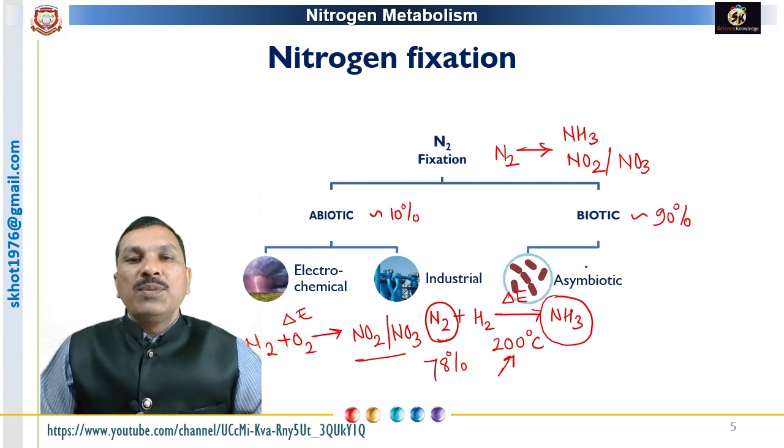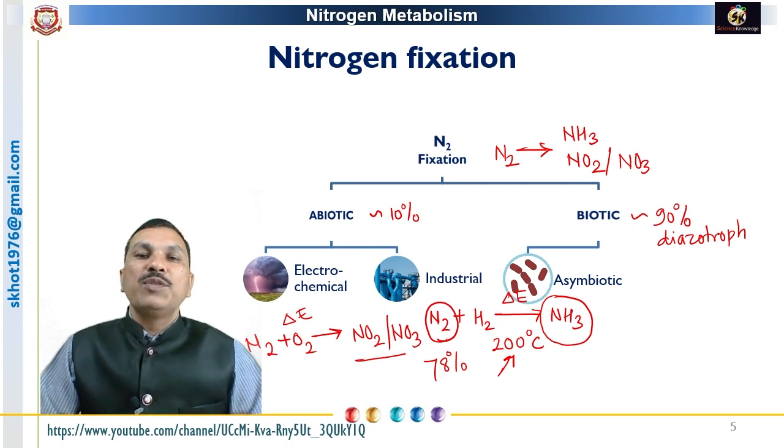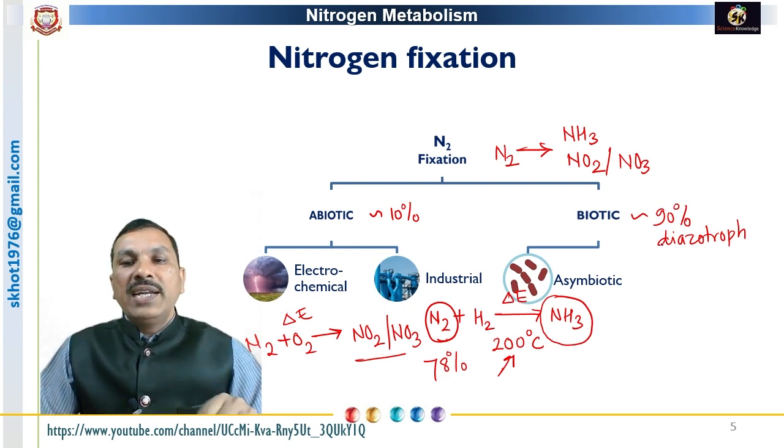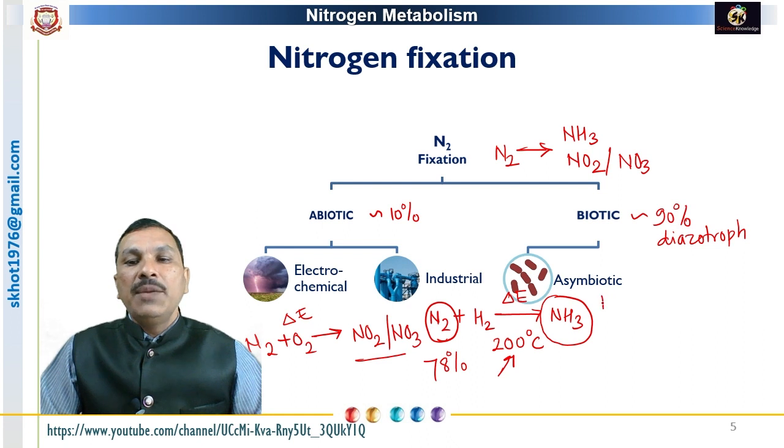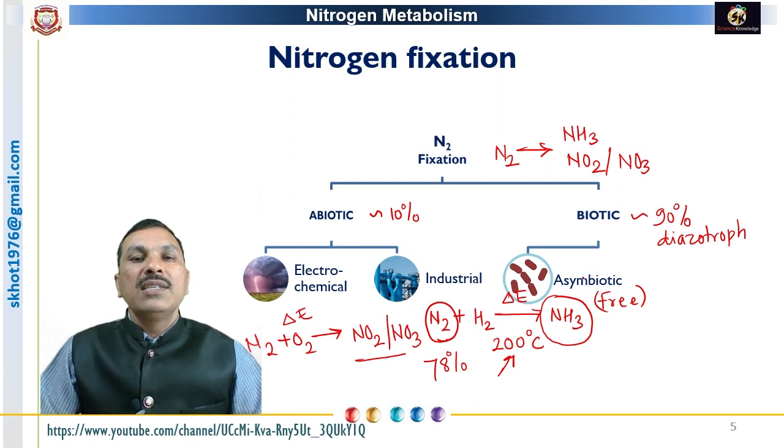There are certain microbes which can fix atmospheric nitrogen. These microbes are called diazotrophs. So diazotrophs are the bacteria which are able to fix atmospheric nitrogen. When these bacteria live independently, when they are free living, that type of nitrogen fixation is called asymbiotic nitrogen fixation. Like the cyanobacteria Nostoc, they are free living nitrogen fixers.